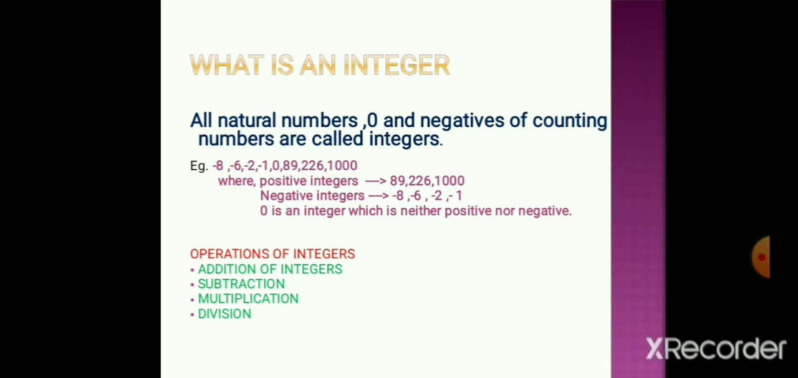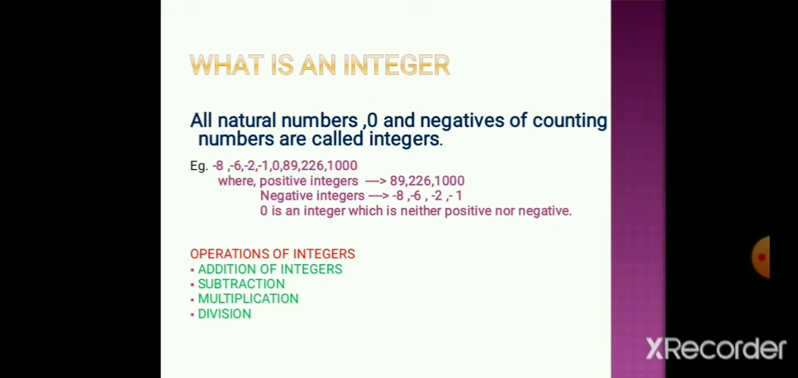What is an integer? All natural numbers, 0 and negatives of counting numbers are called integers. All natural numbers means 1, 2, 3, 4, 5, 6, etc. Negatives means minus 1, minus 2, minus 3, etc. and the 0. All these are called integers.